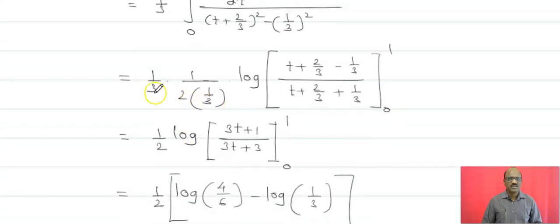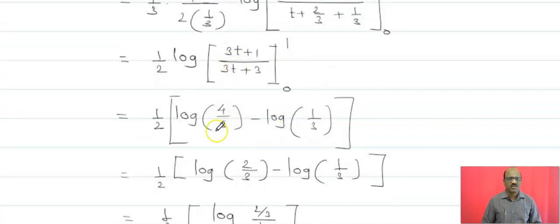Now this 3 gets cancelled, you will get 1 upon 2 log of, if you simplify this, 3t plus 1 upon 3t plus 3. Lower limit is 0, upper limit is 1. Substitute t is equals to 1. That is 1 upon 2 log of 4 upon 6. If we substitute t is equals to 1, 3 into 1 is 3 plus 1, 4. And again 3 into 1, 3 plus 3, that will be 6. That is the log of 4 upon 6.